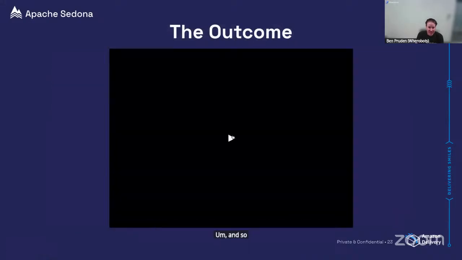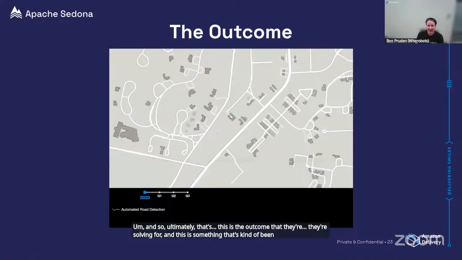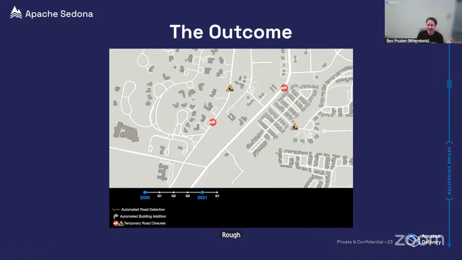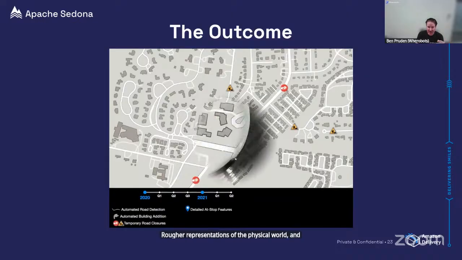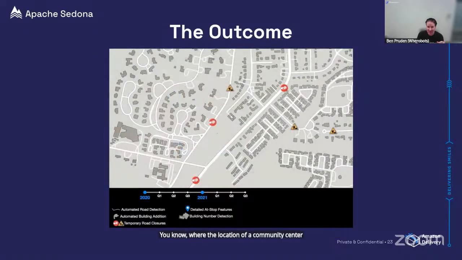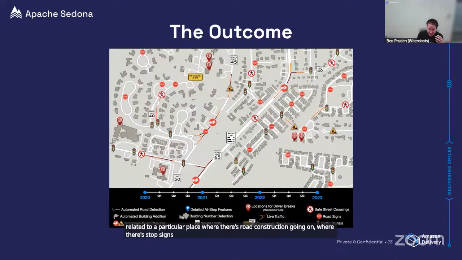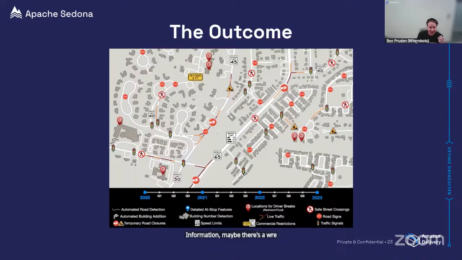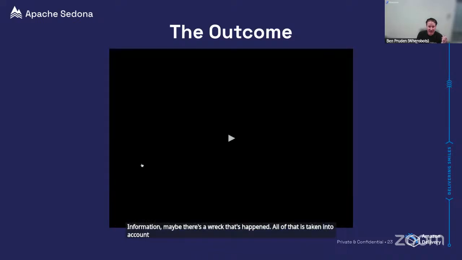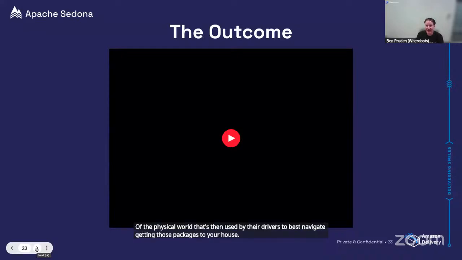And so ultimately, this is the outcome that they're solving for, and this is something that's been an evolution for them. They take these rougher representations of the physical world and add all this additional context and information: where the location of a community center or mailroom is, where there's road construction going on, where there's stop signs, other information. Maybe there's a wreck that's happened. All of that is taken into account in their representation of the physical world that's then used by their drivers to best navigate getting those packages to your house. So I think that's a pretty cool case study example.